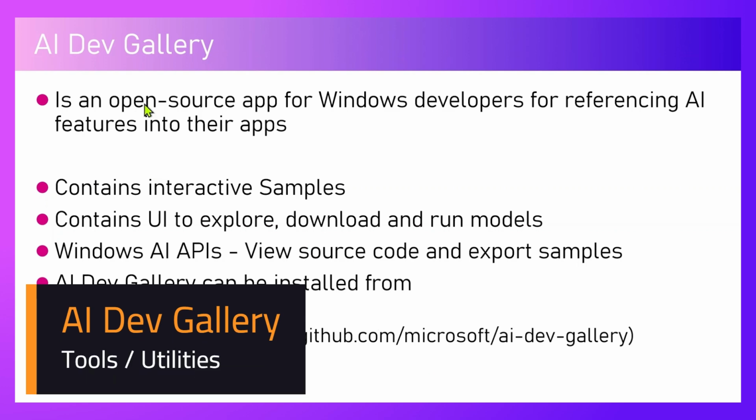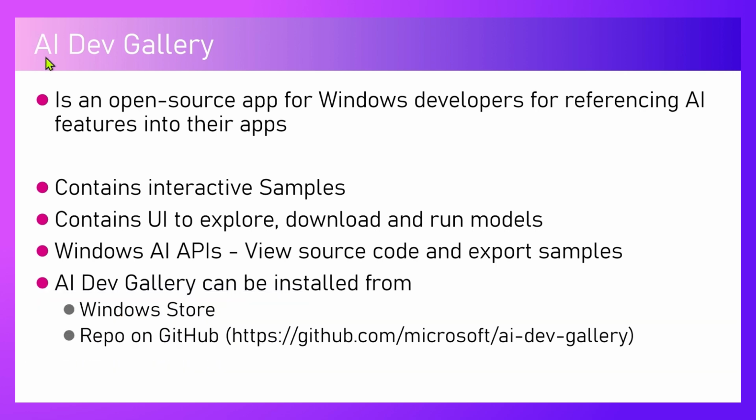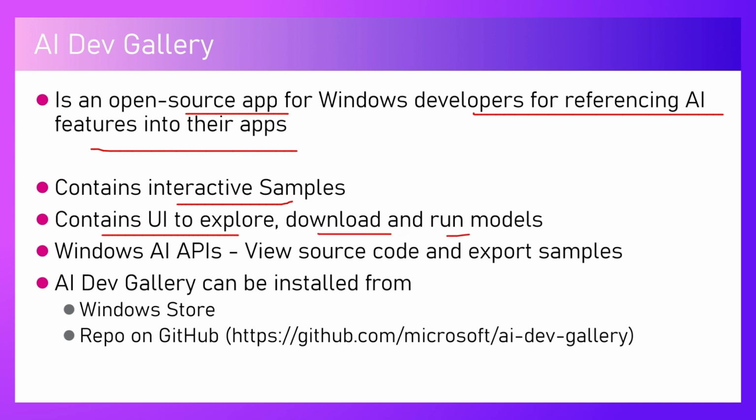In this video, I'll be showing you one Windows application named AI Dev Gallery. AI Dev Gallery is an open source application for Windows developers for referencing AI features into their apps, to understand how to use various AI features by looking into the source code and the API options available. It contains an interactive sample so that developers can refer to the sample while building an AI application or services. It contains a user interface to explore, download, and run the model.